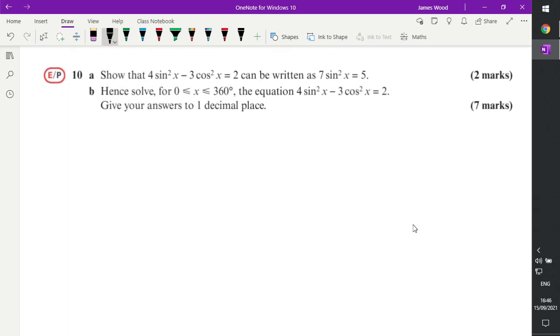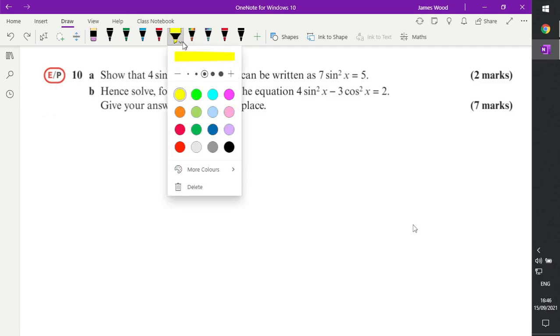All right, this looks a bit more complicated. 4 sine squared x minus 3 cos squared x equals 2. And we've got to rewrite it as this. Okay, at least this will show that question so we know what we're aiming for. So we don't want this cos squared in there. We want to try and get rid of cos squared.